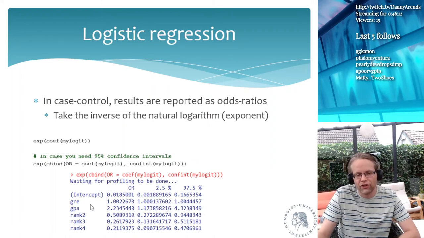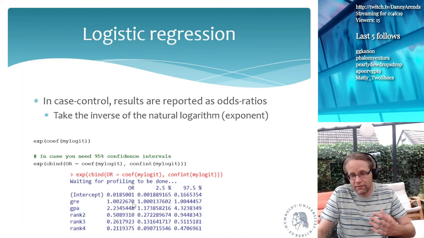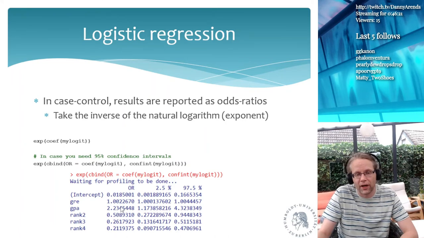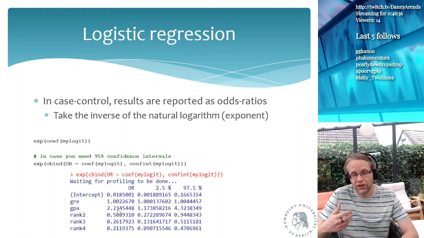So if we do that, we see that the odds ratio of the GRE is relatively low, so it has no big effect. It only has a 0.2% increase in your chances of being admitted. But you see that the GPA has a massive effect. That has 123% additional chance. So if you have a high GPA, this counts much more than having a higher GRE.